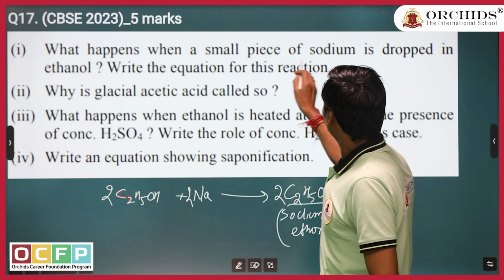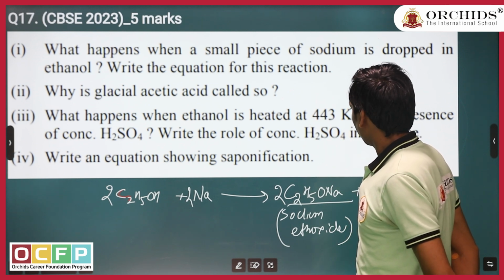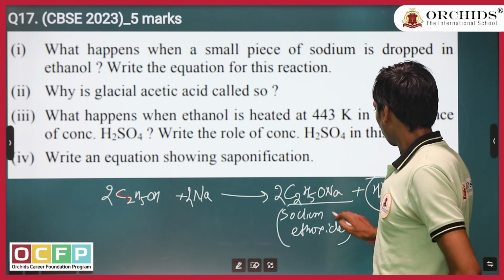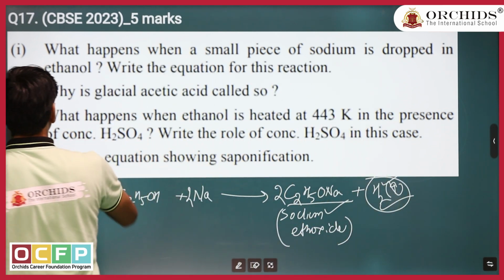So the first part is what? When sodium is dropped into the alcohol, ethanol, it leads to the formation of a compound called sodium ethoxide, and hydrogen gas is produced, and the balanced equation for this is given below.